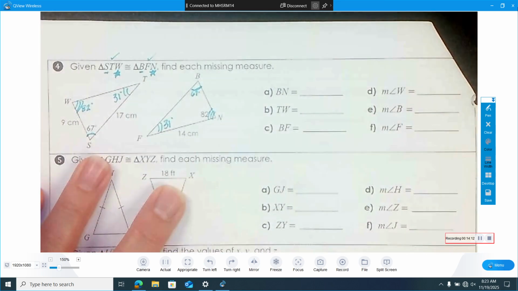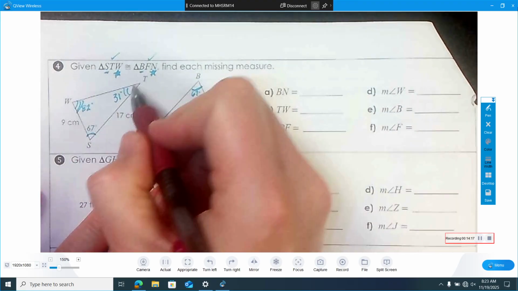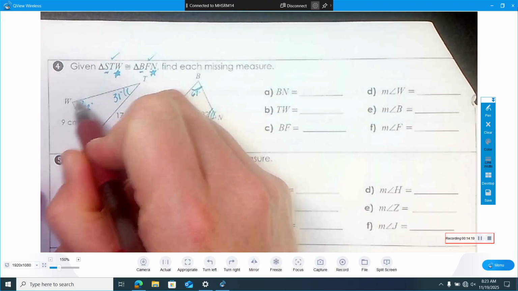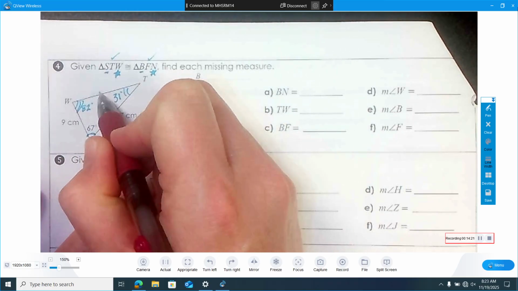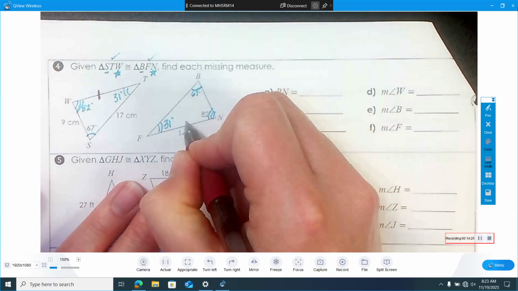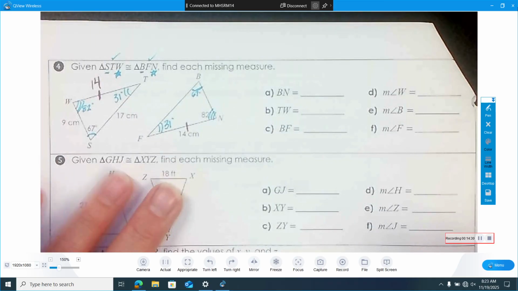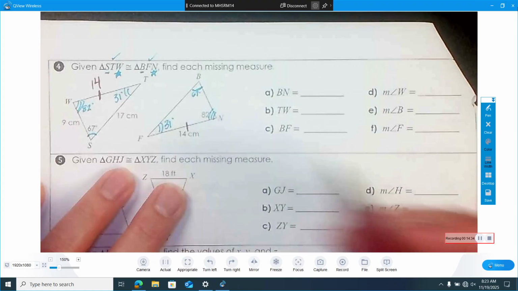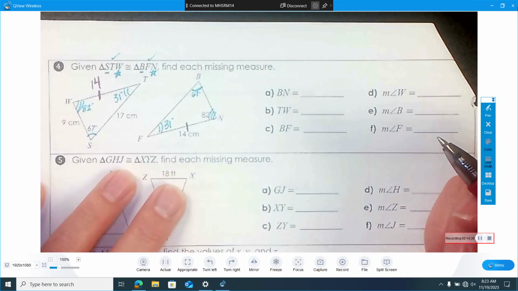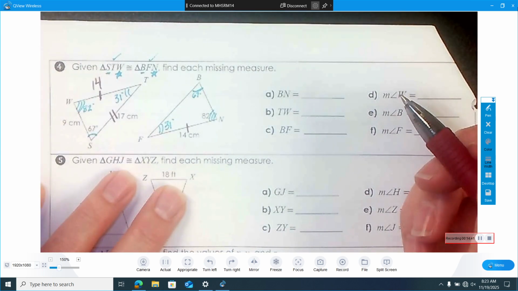Okay. Wait, so would TW, for like the B, would that just be 14? So TW has the triple and double, so I'm going to give that a mark. And that would match up with the triple and double angle here, which would be 14. Yes, so that also would be 14 centimeters. What does TS match up with? And B?